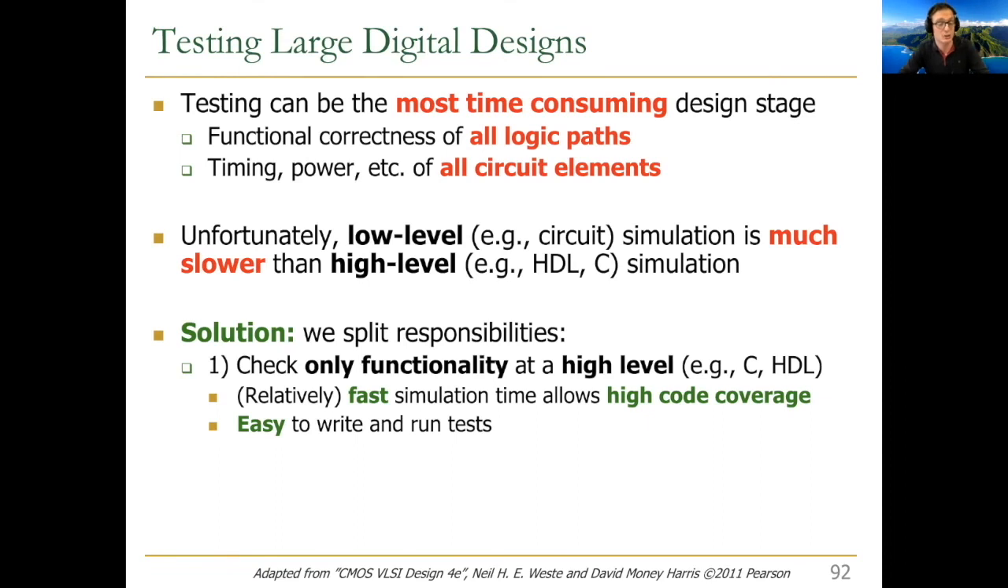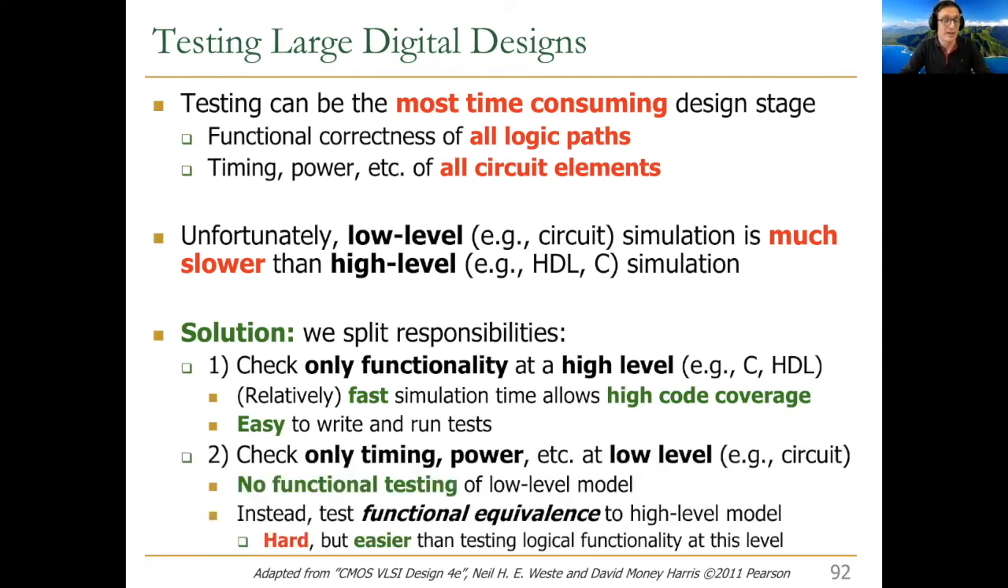Whereas if you do it at a circuit level, things are much slower. And also, you need to be more detailed in the modeling, which makes the modeling slower to begin with. And also, we check only timing, power, etc., at a lower level or circuit level. And we usually don't do functional testing, whether the circuit implements this function, using a low-level model.